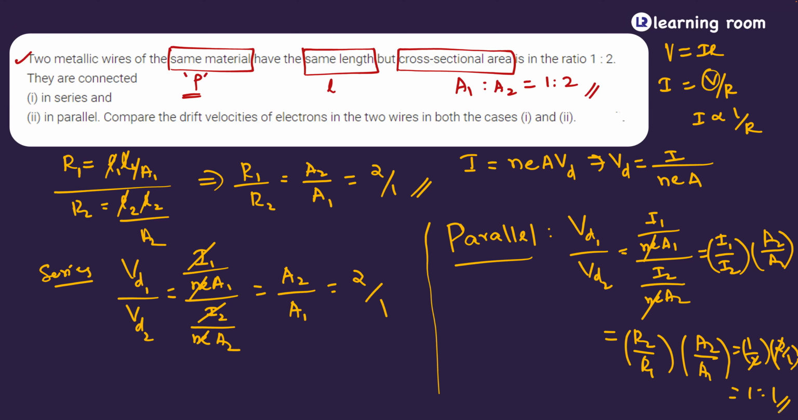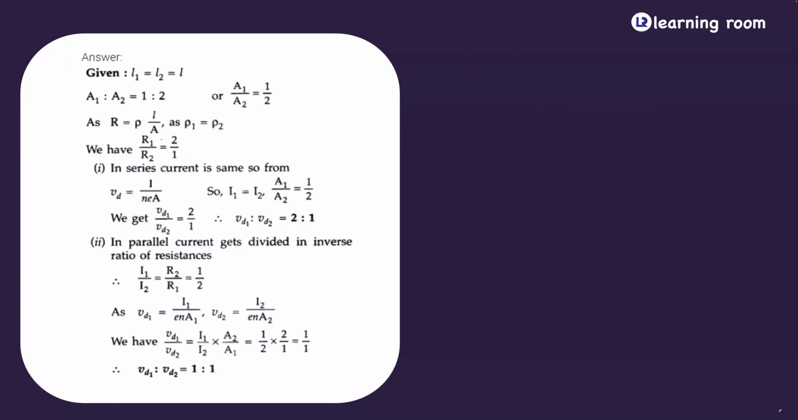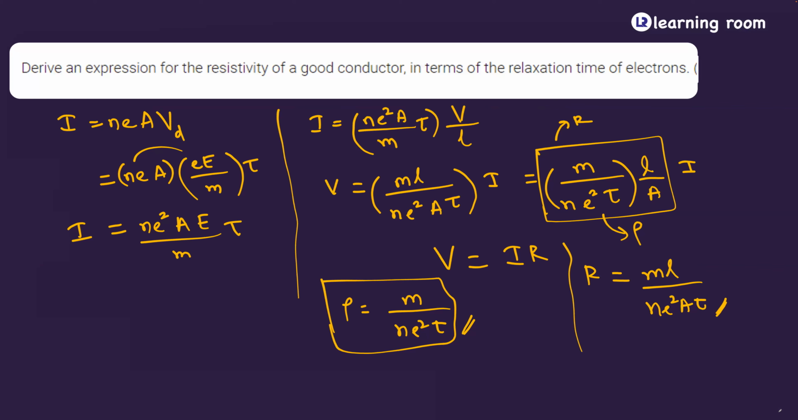Shall I proceed? Listen to this. Tell me. I is inversely proportional to R. So I1 by I2 will become R2 by R1. Okay. I can't erase, but I'll see.